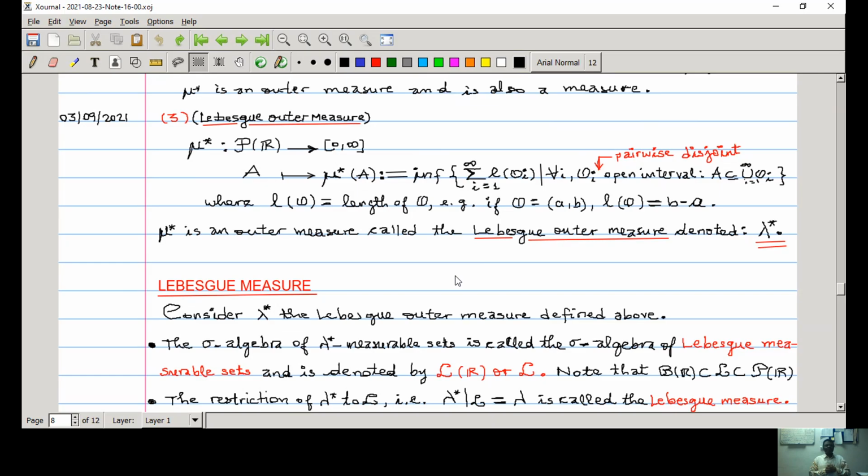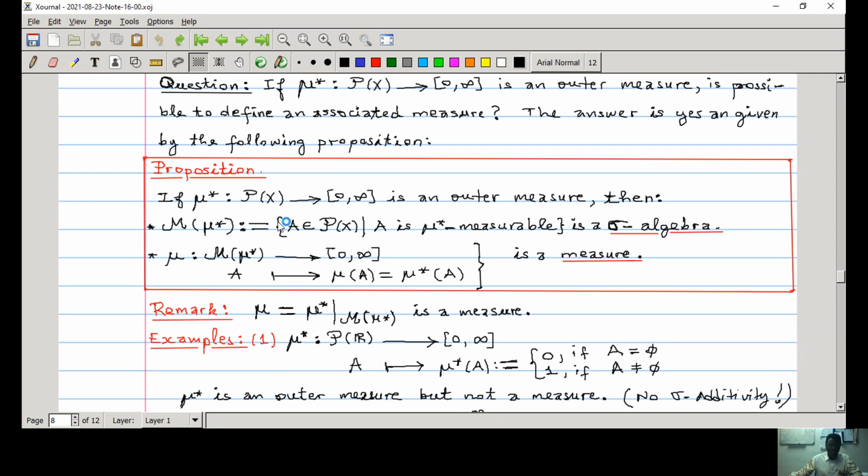Now from this outer measure, we are going to define the Lebesgue measure using this theorem, which is like the Carathéodory extension theorem. With the Carathéodory extension theorem, the extra information that we can add for this mu is that this mu is complete.